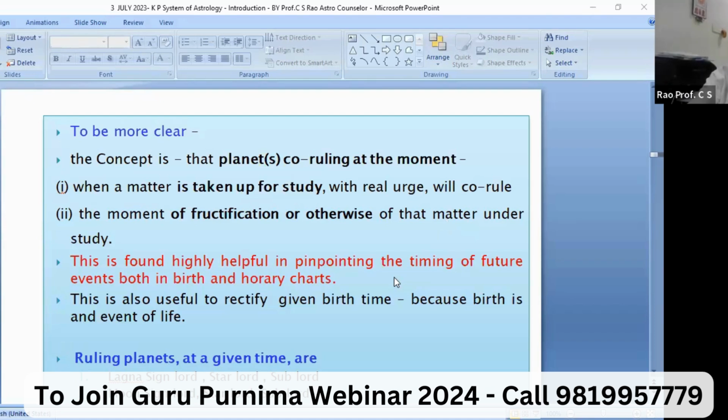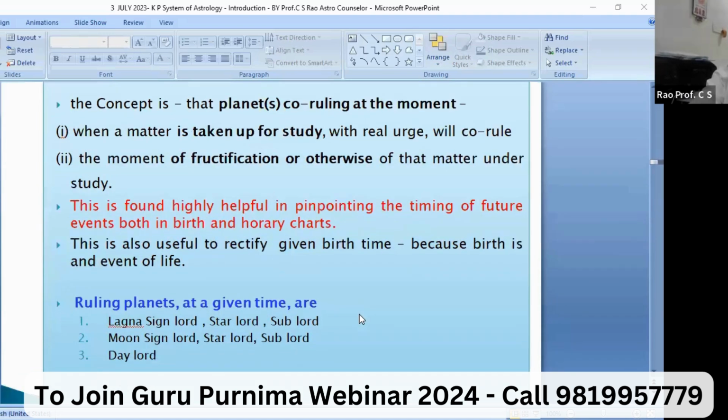Similarly, the birth time correction also. If you have taken up a chart for birth time correction, what is the given birth time? What are the ruling planets? Now when you are checking that, what are the other things? Some softwares provide the immediate ruling planets also. Some softwares give the ruling planets at the time of birth, and the ruling planets at the time of casting the chart. Both are given in some softwares. This is also useful to rectify the given birth time because birth is also an event of life. So here I have already told you what those ruling planets are.